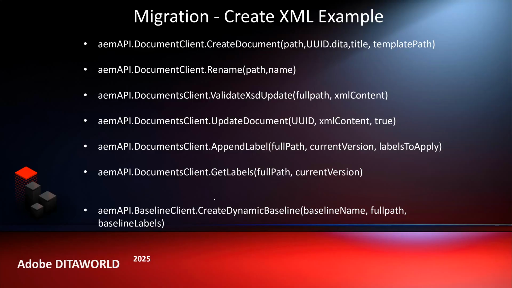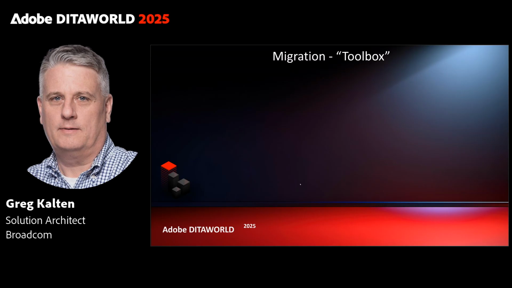And then if you were a root map, we would create the baseline and give it the baseline, and the label name would match. We would apply the labels. So we built a toolbox. You can't just do all these things with one tool.